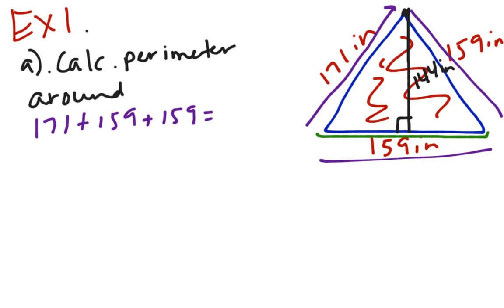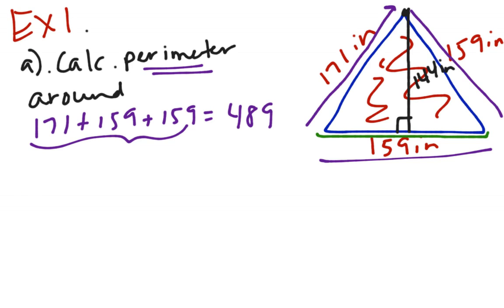Now notice I did not do anything with 144. That doesn't help me with perimeter. That has nothing to do with the edge. That's the height measured from the vertex down to the base. So I'm going to need that for area, but it doesn't help me with the edges, which is what I need to calculate perimeter. So to calculate perimeter, I'm going to add these three numbers up, and I get 489.